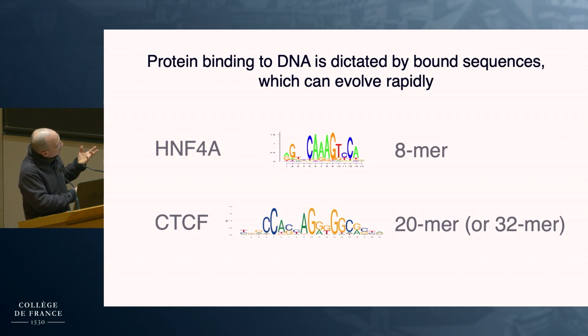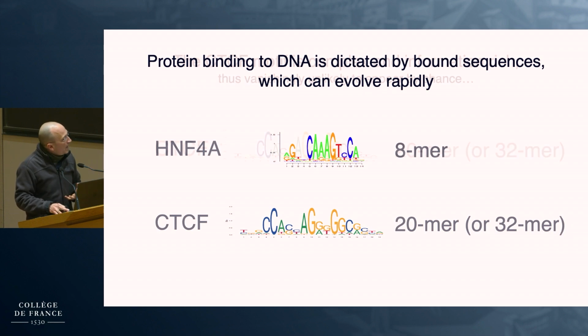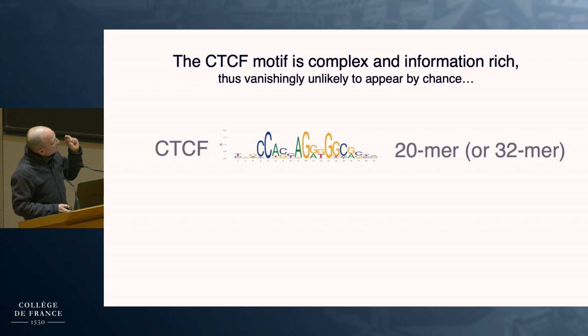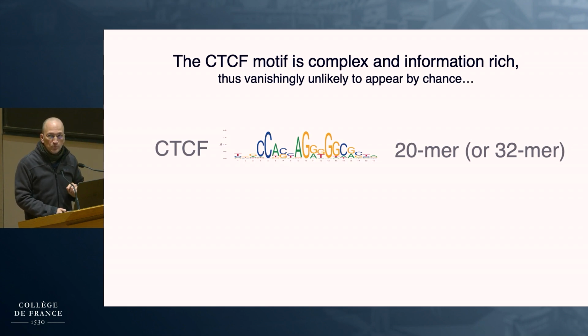In contrast, CTCF is a 20-mer. In fact, it can be up to a 33-mer. And that is complex and information-rich, and no amount of dice throwing is going to cause that sequence to appear in a mammalian genome randomly.